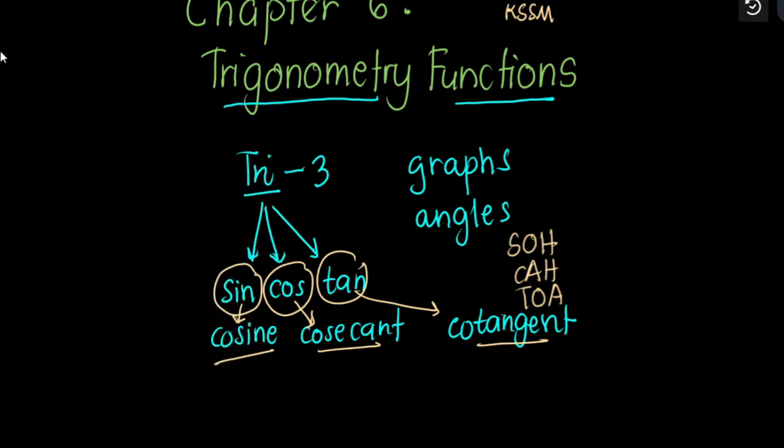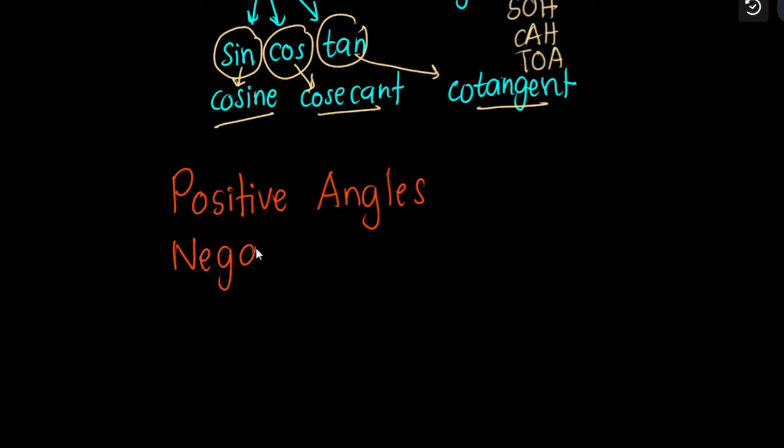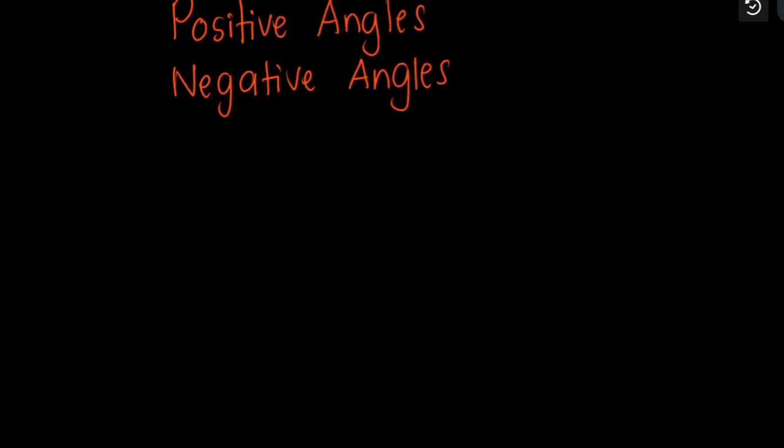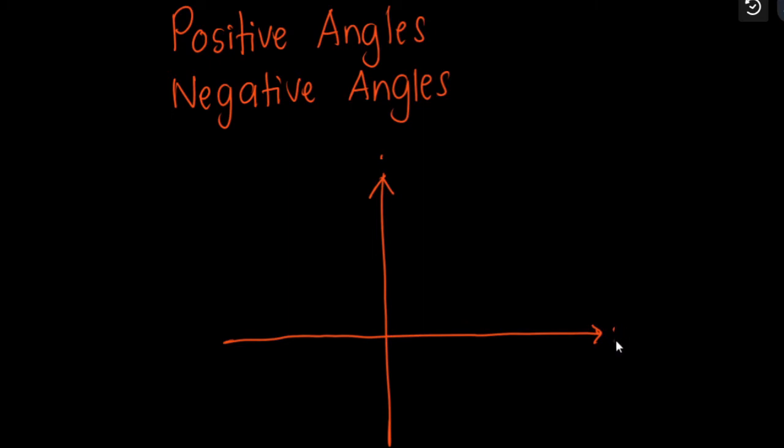All right, let's move on. First, you need to know what positive angles are and what negative angles are. You need to know both. Very simple. First of all, in a graph, we usually have an x-axis and y-axis only, right? This is x, this is your y.